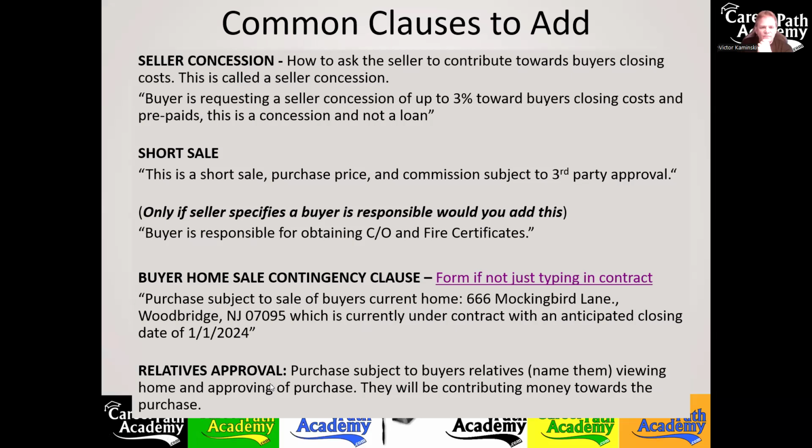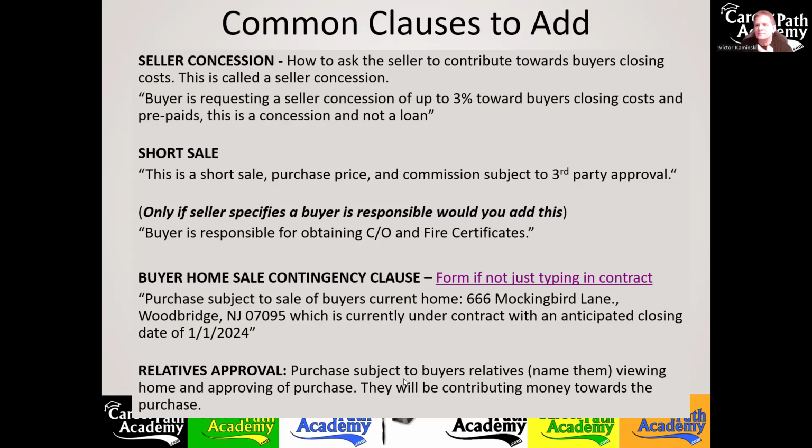And then relatives' approval, if it's subject to family members giving money towards the purchase of the property. You just write there in the contract, purchase subject to buyer's relatives, and then name them, viewing the home and approving the purchase, since they'll be contributing money towards the purchase. Okay.